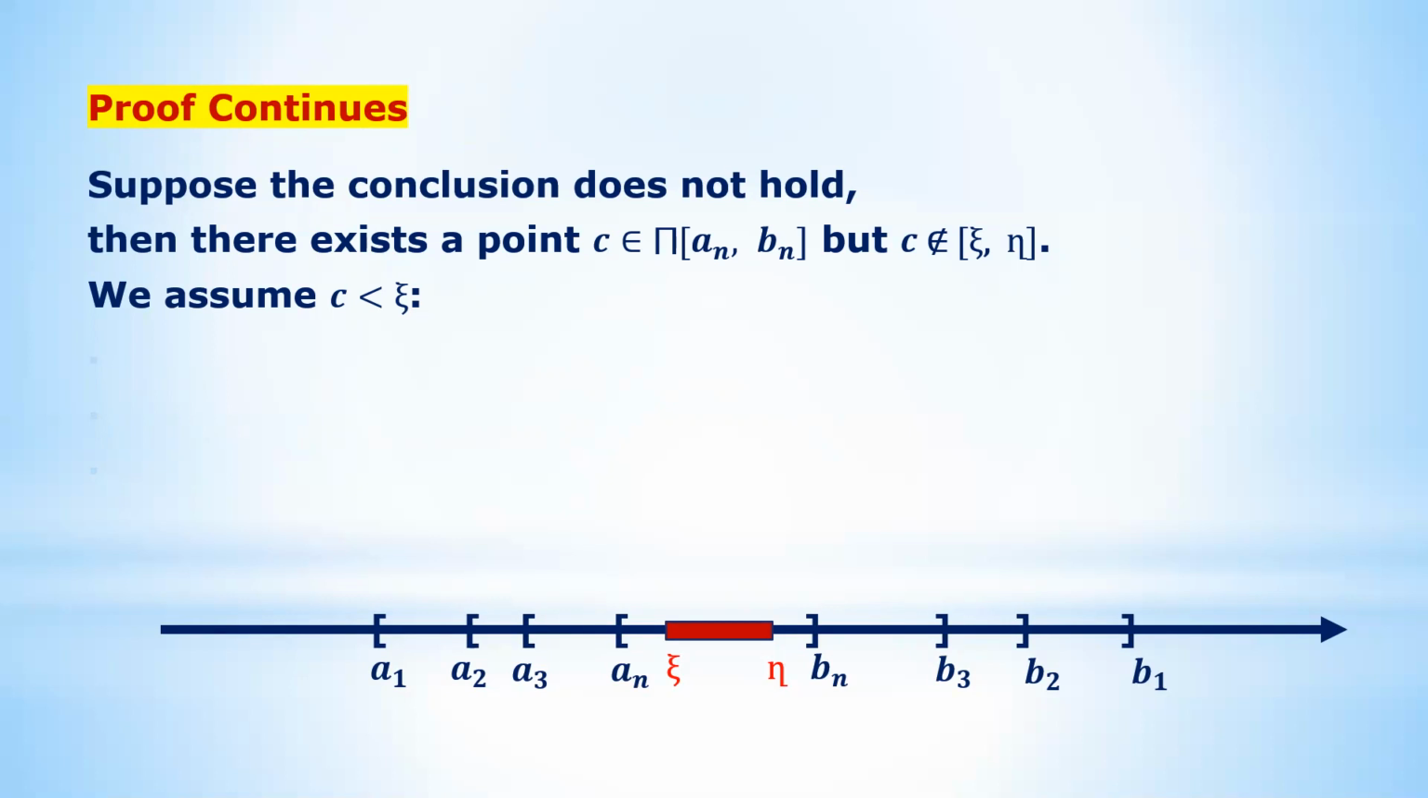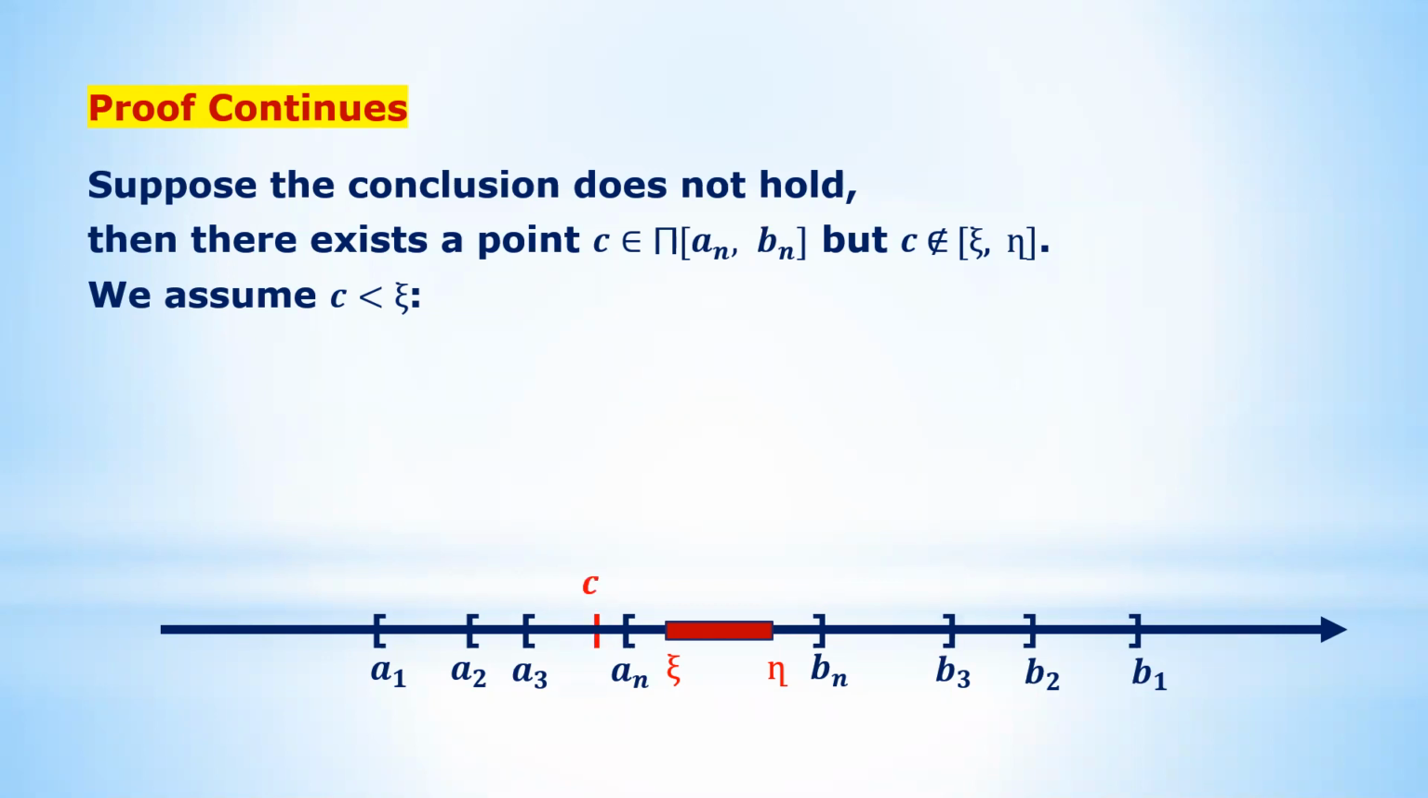Two cases. Suppose c is on the left side, so this means you're assuming c is less than η. The other case is that c is greater than η. However, the proofs are just parallel, so I'm only showing you how we can reach the contradiction by assuming c is less than η. So let's assume this.